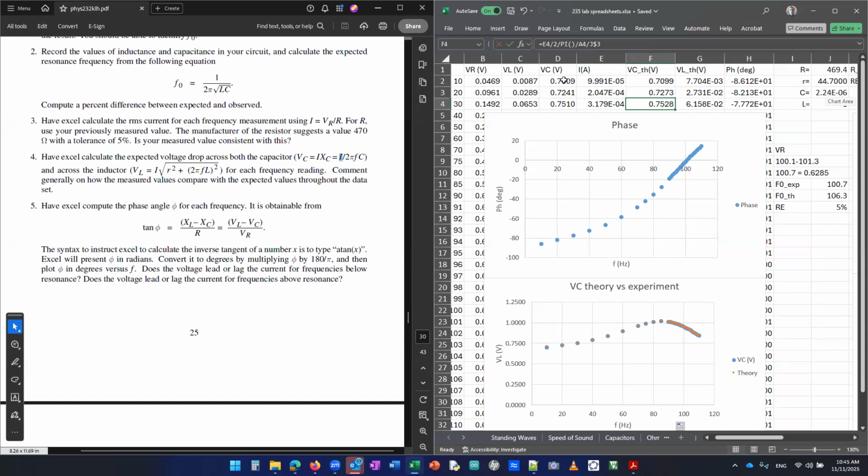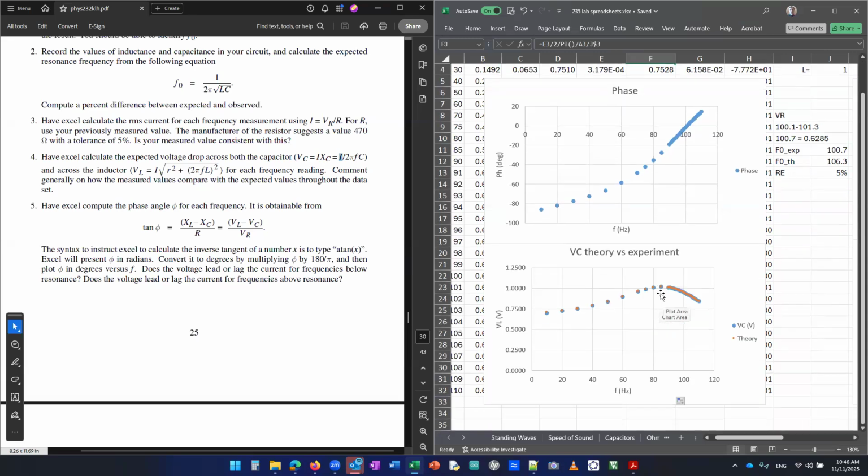We also measured the voltage across the capacitor, and it looks like they're very similar. So you need to plot it. So have this calculated, and it says comment generally how the measured and the expected compare throughout the data set. It will be difficult to do such a comment without plotting. So you're required to plot them. So here is the plot.